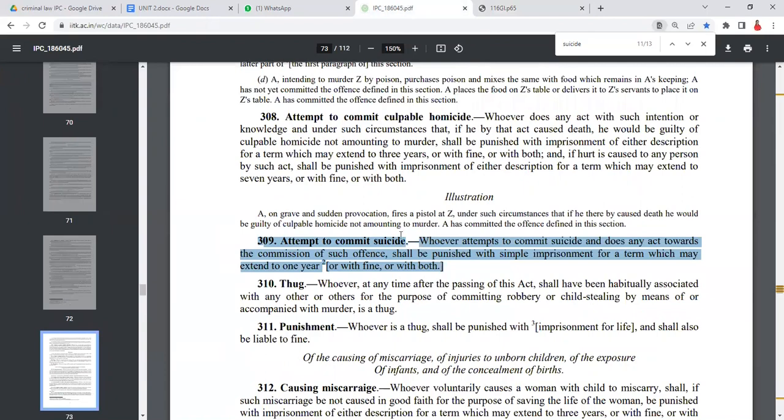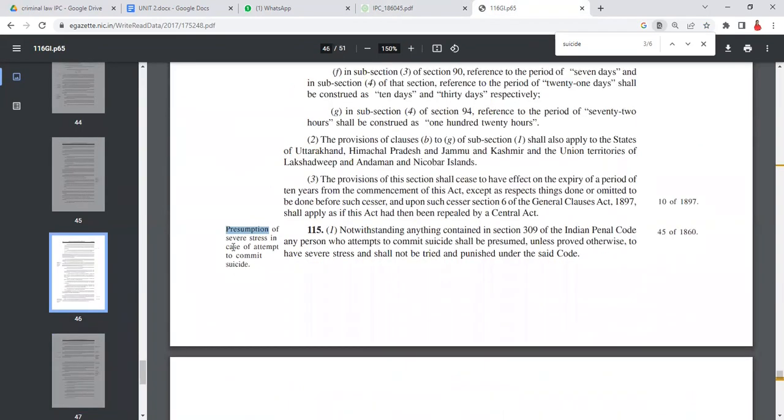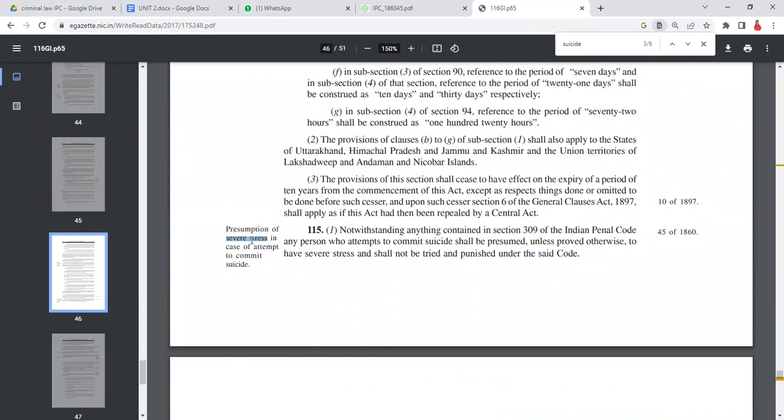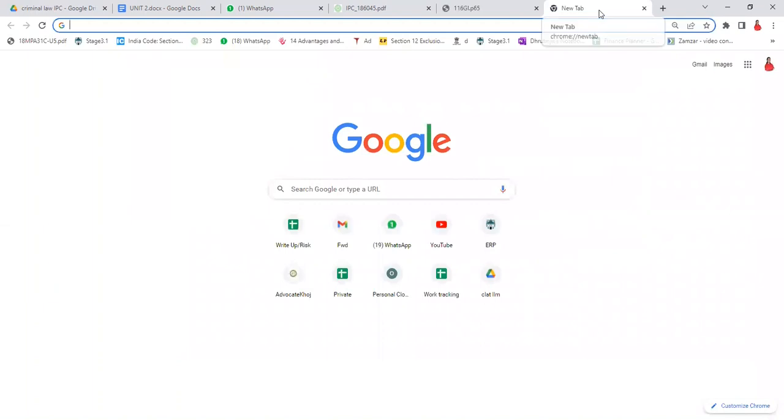But still this provision is here in the IPC because it has not been repealed. This provision is still there, but when is it applicable? It will be applicable if it can be proved that the person was not under severe stress, and just like that he tried to commit suicide. There, the person may be punished under this provision. So as a safety option, this is kept. But in general, whenever a normal person tries to commit suicide, the Mental Health Act section would be applicable rather than the IPC.